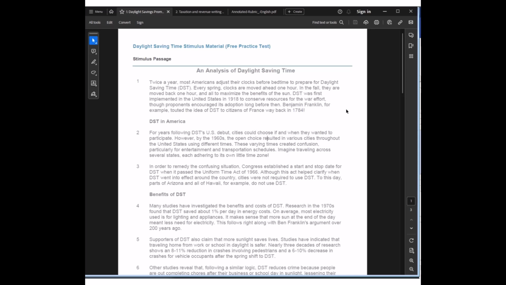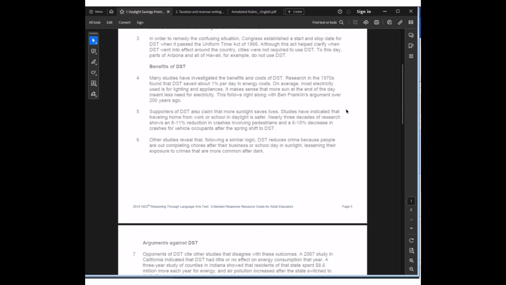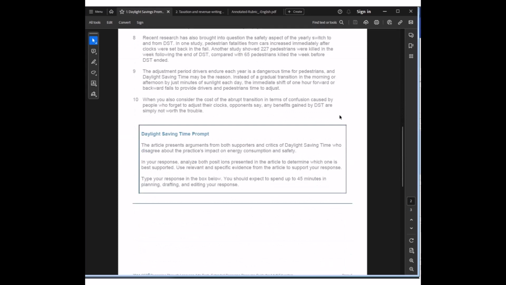So notice that this prompt has 2 pages, and when you get to the second page, the actual prompt, the directions, are on page 2. And they read, the article presents arguments from both supporters and critics of daylight savings time who disagree about the practice's impact on energy consumption and safety. So they're kind of already giving you a heads up that you're about to read information, 2 different viewpoints when it comes to energy consumption and when it comes to safety.